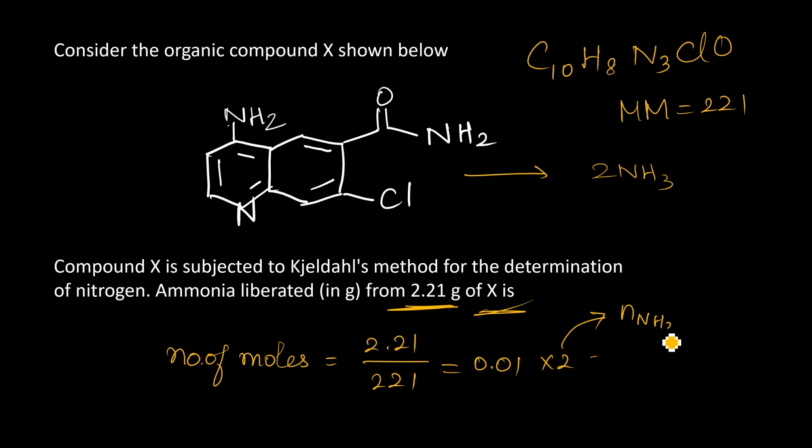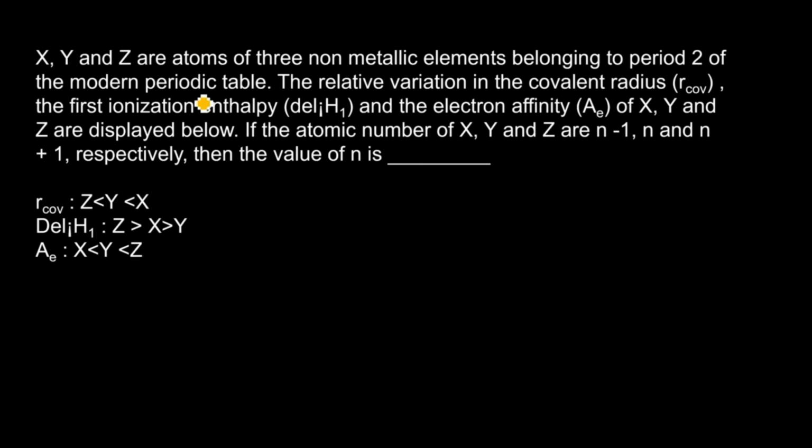That will give you the number of moles of ammonia. So from here we have to find the mass. The molecular mass of ammonia is 17. So the mass of ammonia is 17 into 0.02, nothing but 0.34. Okay, so 0.34 is my answer. Cool. Moving on to the next question.